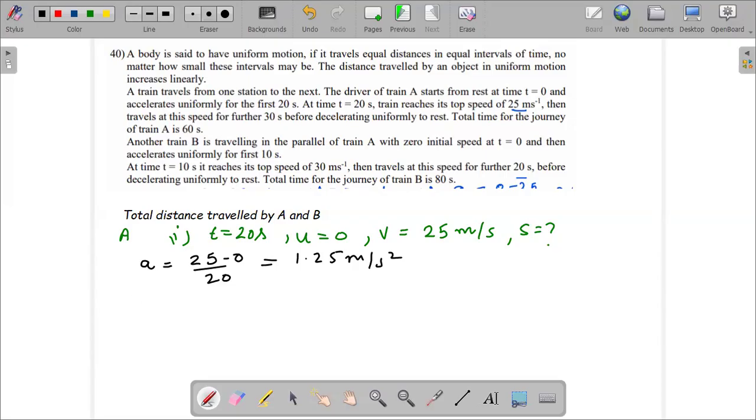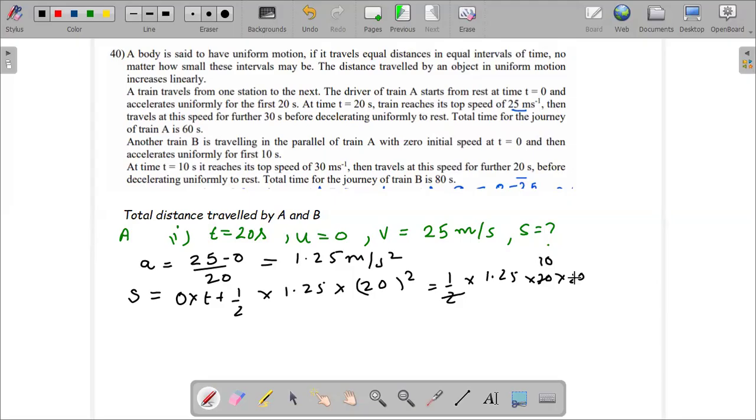Okay, so let's start with the second equation only. So S equals ut, u is 0, multiplied with t, plus 1 by 2 multiplied with acceleration, which is 1.25, multiplied with t squared. The t is 20, so you get 20 squared here. So you get 1 by 2 multiplied with 1.25 multiplied with 20 and 20. So these two cancel, you get here 10. So 125, so you get 250. So the distance traveled by the train A during this part of the journey is 250 meter.